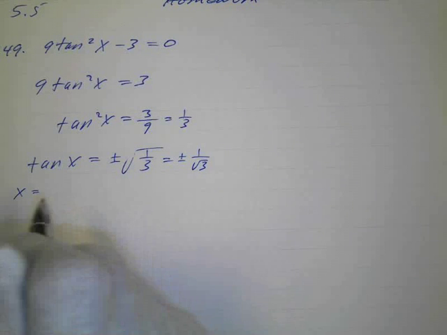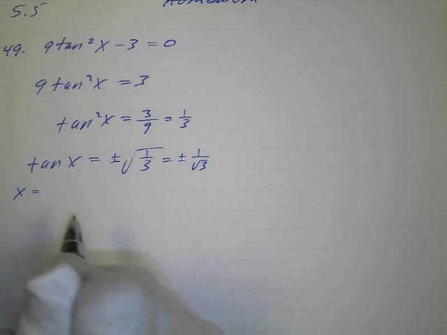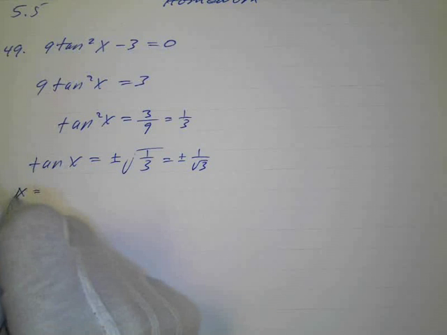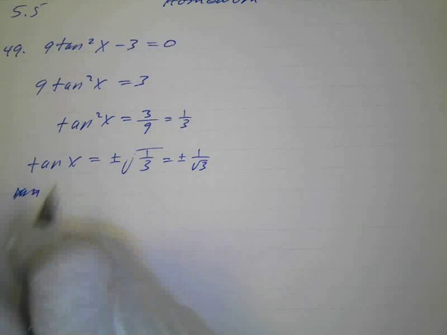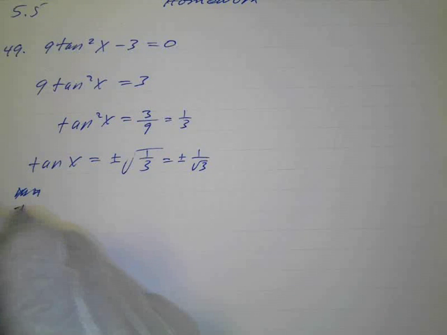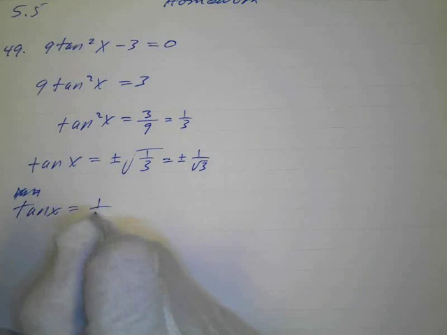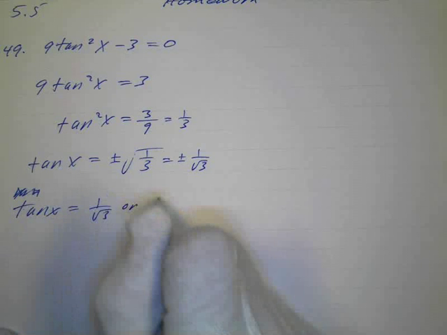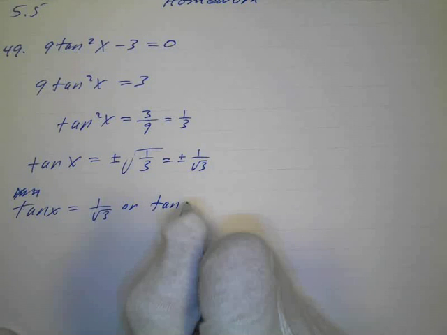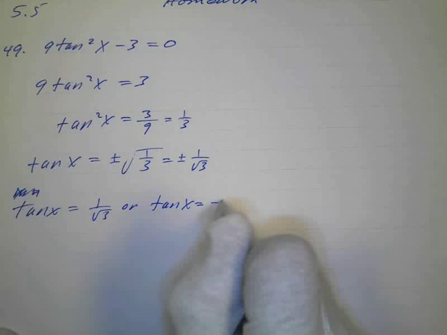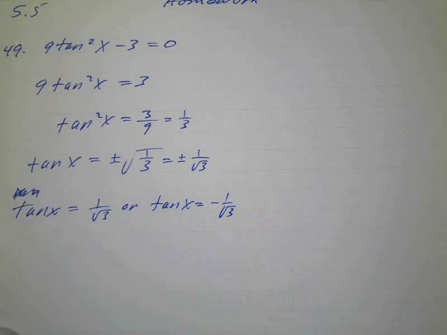Well, x, let's say x, I guess I shouldn't skip that step. So I'll just say down there that we know that the tangent of x equals 1 over the square root of 3, or the tangent of x equals negative 1 over the square root of 3.